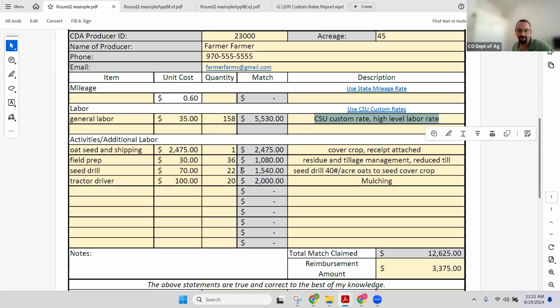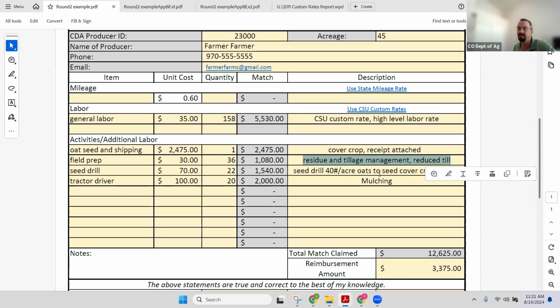Also, keep real specific things out of this explanation and stick to what specific conservation practice they're enrolled in. You can see right here for the drill seeder right here, it says to plant the cover crop. Pretty simple. You can also see the field prep was the residue and tillage management for reduced tillage. Really simple. These are the conservation practices this producer is enrolled in. I don't need anything else than that. Keep it simple. Stick to the conservation practices they're enrolled in.